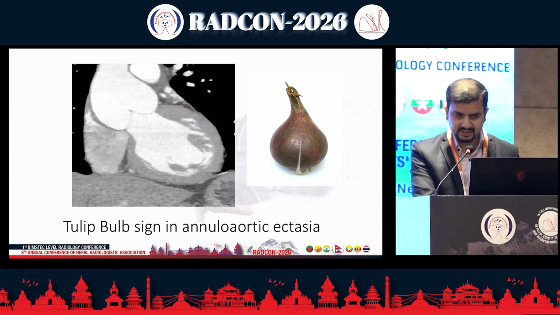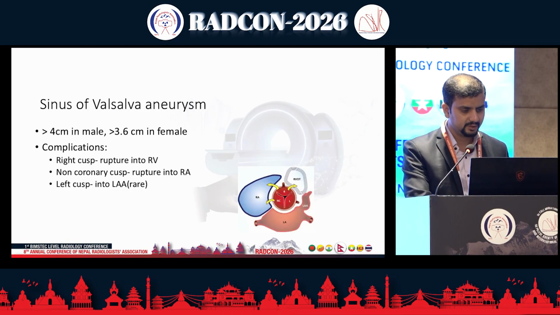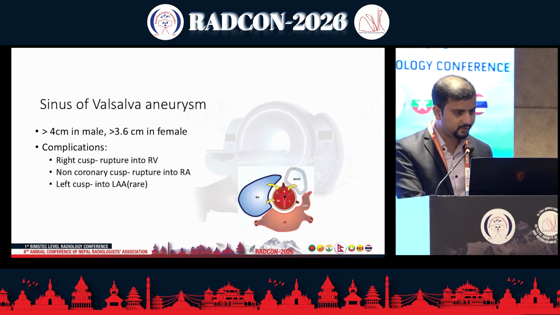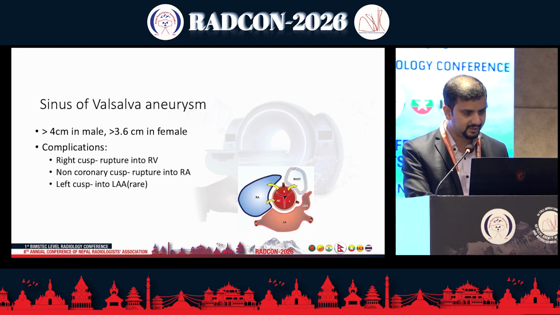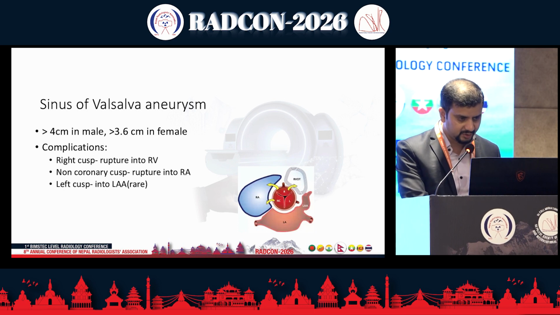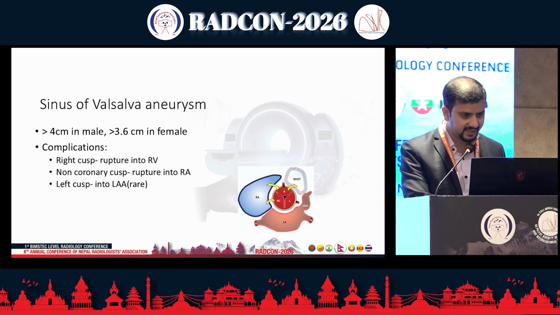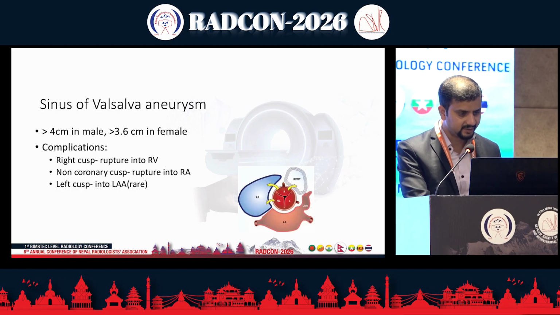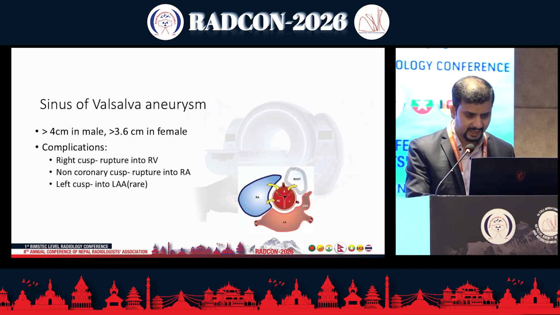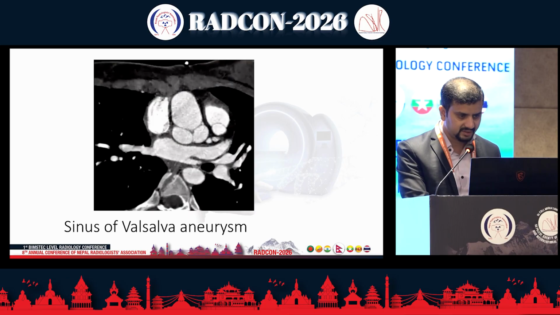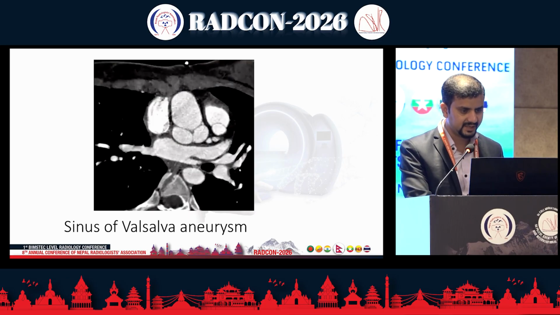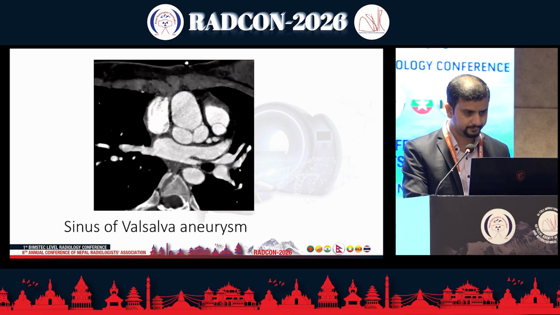So there is another entity called the sinus of Valsalva aneurysm. The sinus of Valsalva is considered to be aneurysmal when it exceeds 4 cm in males, and 3.6 cm in females. And why should we know about it? Because it has complications like rupture. When the right cusp ruptures, it can rupture into the right ventricle. Non-coronary cusp can rupture into the right atrium, and left coronary cusp can rupture into the left atrial appendage. So this is the case of a right sinus of Valsalva aneurysm.